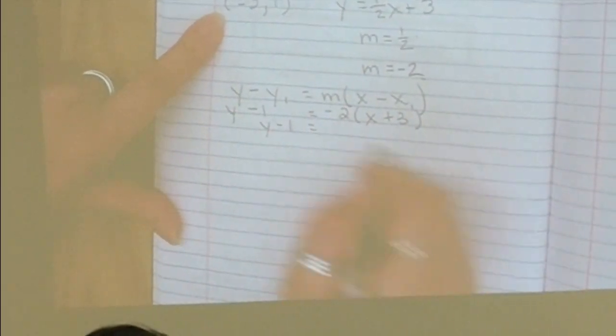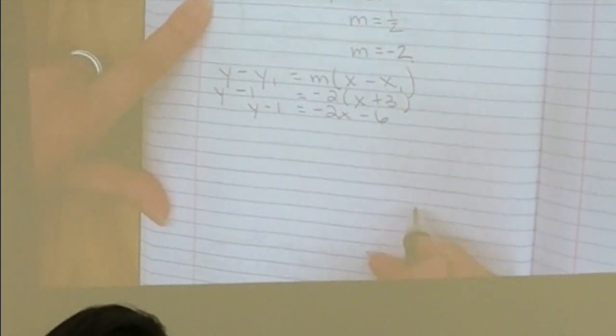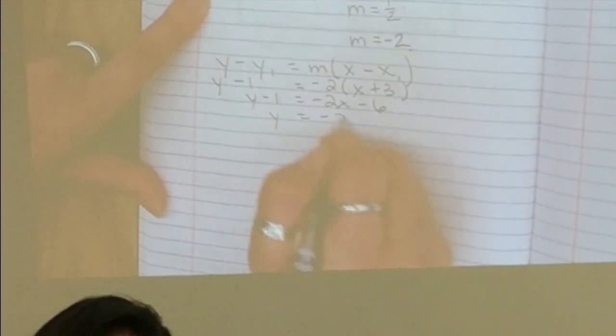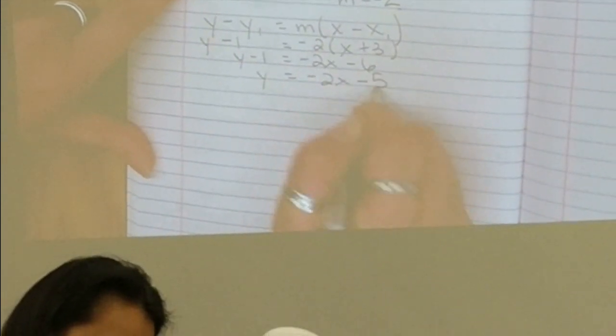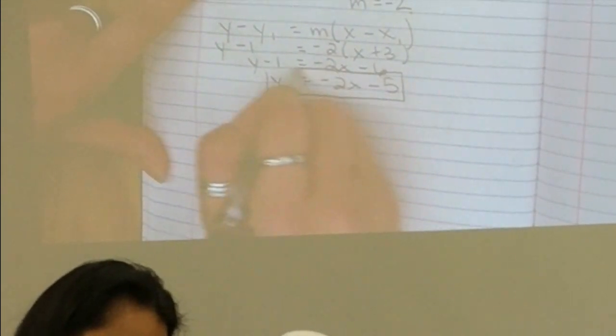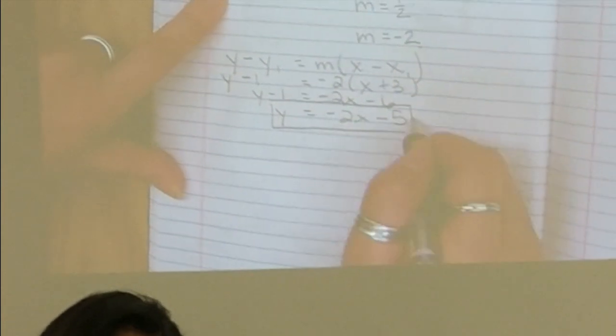Y minus 1 is -2x minus 6. Add 1 to both sides. y = -2x minus 5. That is my new equation of my line that is perpendicular to my original equation.